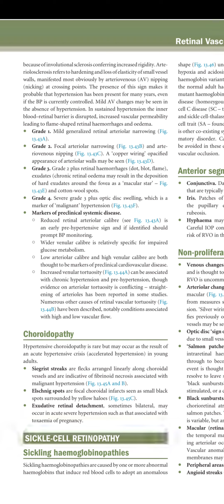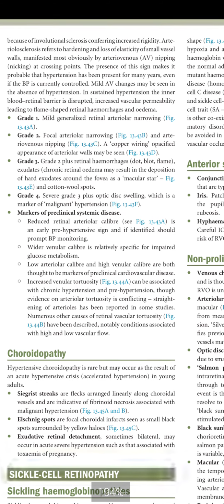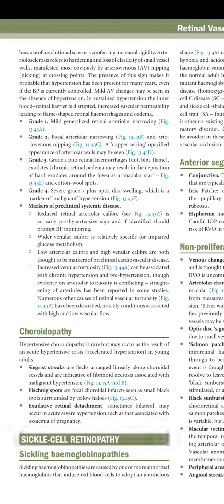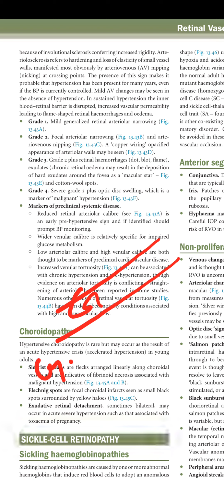So there are four grades: 1, 2, 3, 4. Grade 1 is showing the mild generalized retinal arteriolar narrowing. Grade 2 is showing a focal arteriolar narrowing and arteriovenous nipping. A copper wiring opacified appearance of the arteriolar wall may be seen. So in grade 1, all the arteries will have a generalized narrowing, but in case of grade 2, there will be the focal narrowing of the arteries, and there will be the AV nipping.